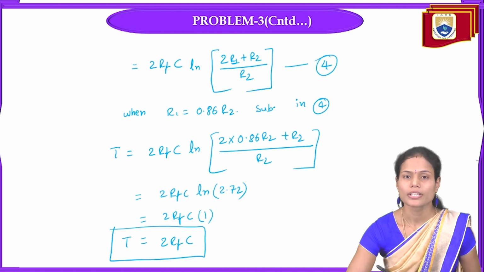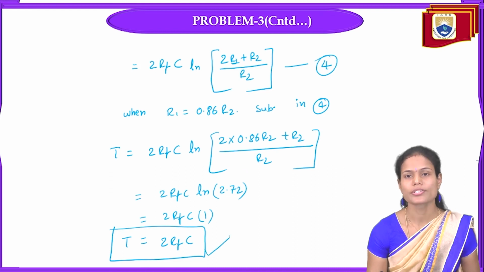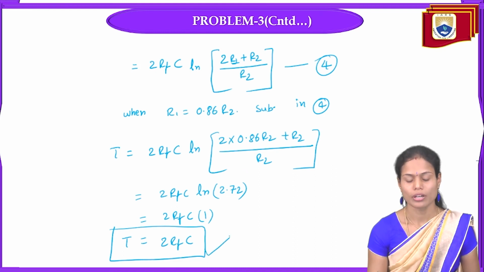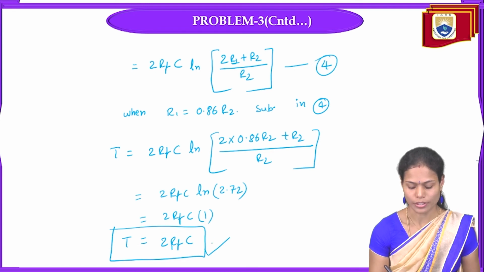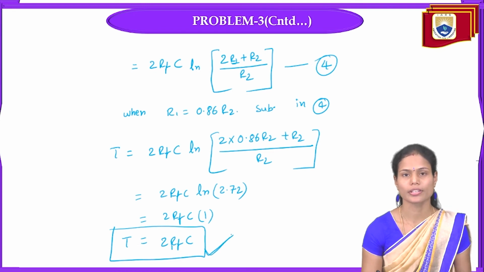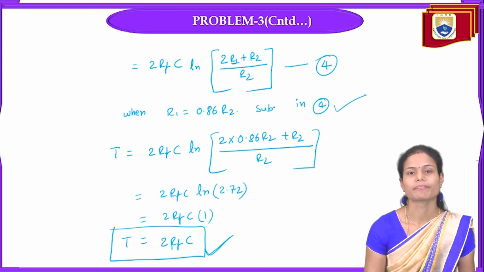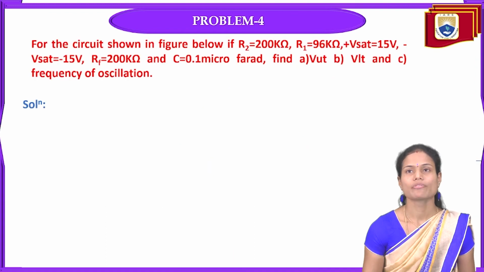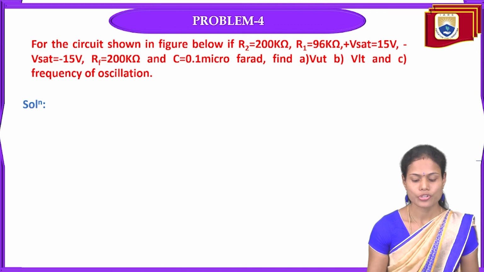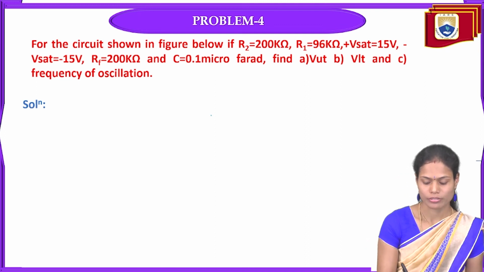See, whenever we take the R1 resistance value as 0.86 times the R2 resistance, we are reaching the condition T equal to 2 RF into C here. So the given condition is correct here. We have proved it from this relation by using the given circuit diagram. So while coming to the next problem, for the circuit shown in the figure below, I am showing the figure first.